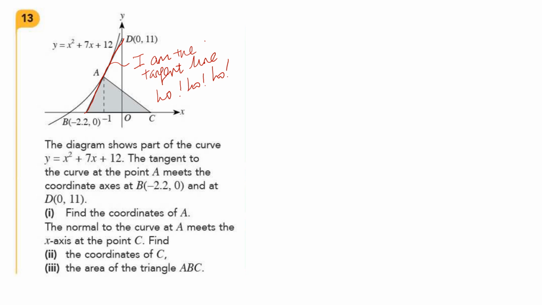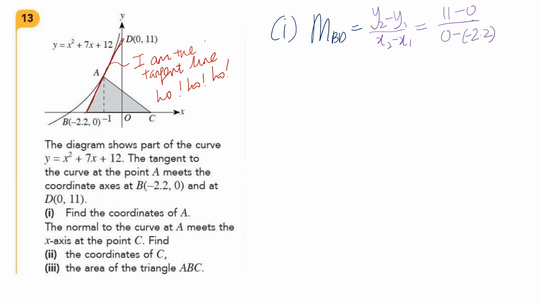Correct, you can find the gradient of BD, which is you use y2 minus y1 over x2 minus x1, and that will give you 11 minus 0 over 0 minus (negative 2.2). Right, so that gives you 5.